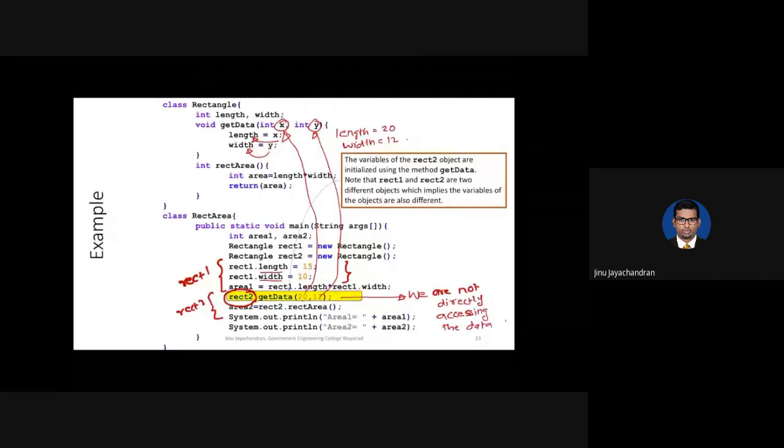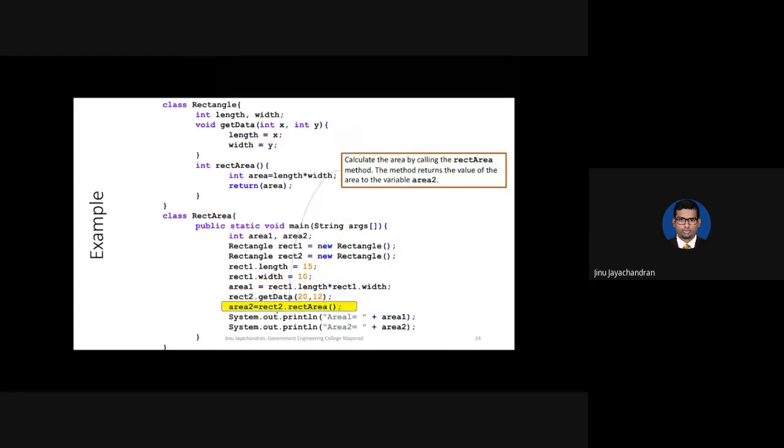We are not directly accessing the data, but we use a method to access the data. Now, when I call rect2.rectArea, it will be calling this function.